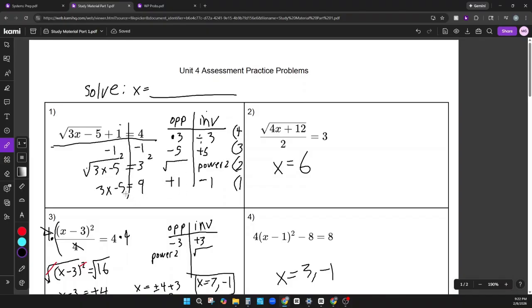From there, I'm going to go ahead and add 5 to both sides. So plus 5, plus 5. And I'll have 3x is equal to 14. And lastly, as my chart says, I'm going to divide by 3, divide by 3. I'll have x is equal to 14 over 3.